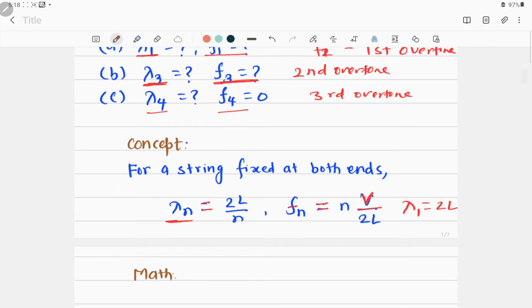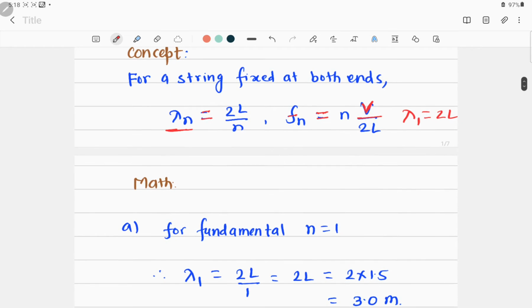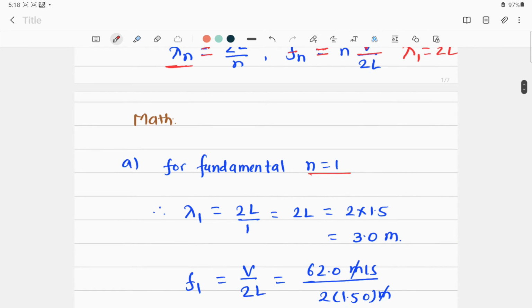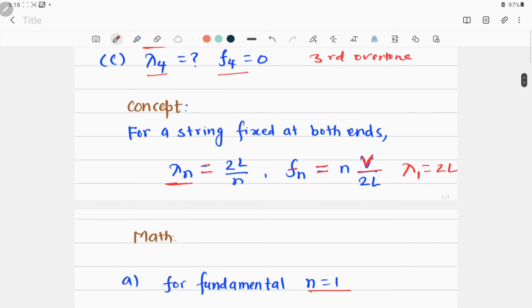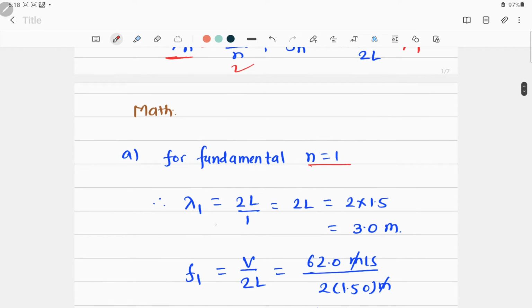Okay, so going back to mathematics, for the fundamental, n is equal to 1. The value of n will be 1 for the fundamental, right? Below that, the wave cannot be possible. Putting n equal to 1 in this equation, you will get lambda 1 equal to 2L. We already have L, the length of the rope. When you insert this value, we will get the wavelength of the fundamental, which is 3 meters.